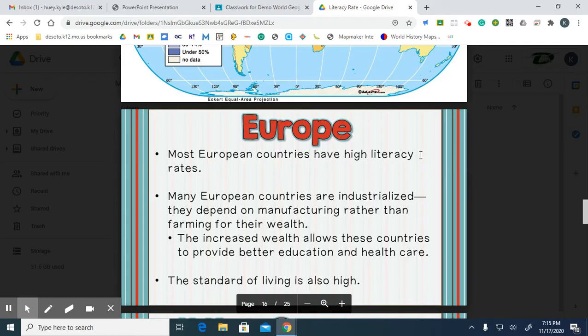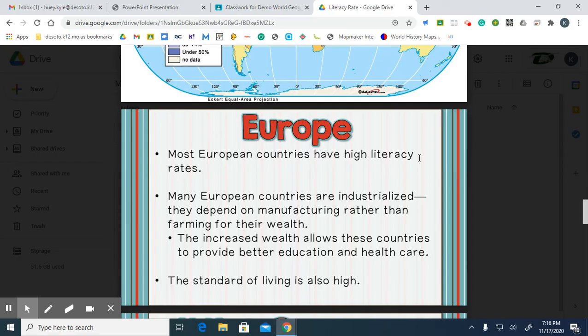So this is just some information about places around the world and what their literacy rate is. Most European countries have high literacy rates. Many European countries are industrialized. They depend on manufacturing rather than farming for their wealth. The increased wealth allows these countries to provide better education and healthcare. The standard of living is also high. So better education, higher literacy rate, higher standard of living. Your standard of living really follows your literacy rate. You have a high literacy rate, you have a high standard of living, which also generally means you have a high GDP.